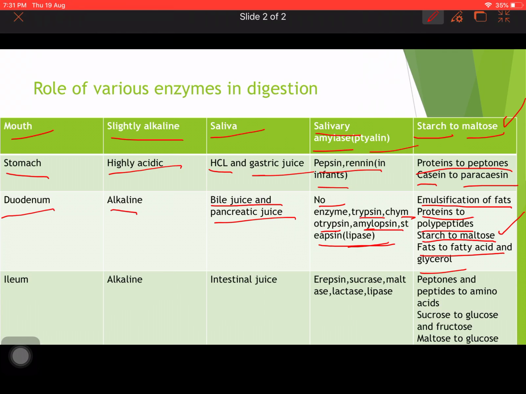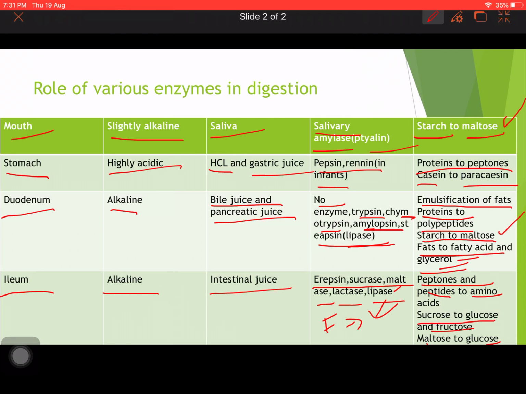Now next we are coming to the ileum. So it is also alkaline pH, with intestinal juice, and it has the enzymes erepsin, sucrase, maltase, lactase, and lipase. So what are they doing? They are converting peptones and peptides to amino acids, converting sucrose to glucose and fructose, and maltose to glucose. And at times this lipase is converting fats to fatty acids and glycerol. Okay, so this lipase enzyme also converts fats to fatty acids and glycerol. So is it clear to everyone?